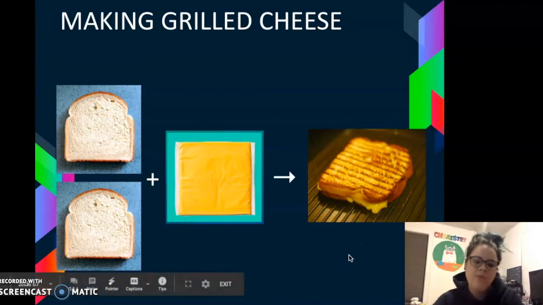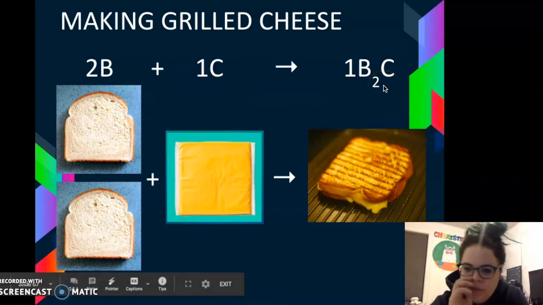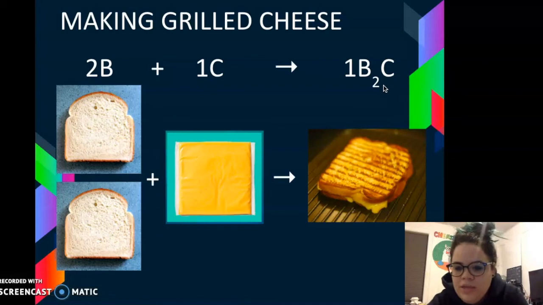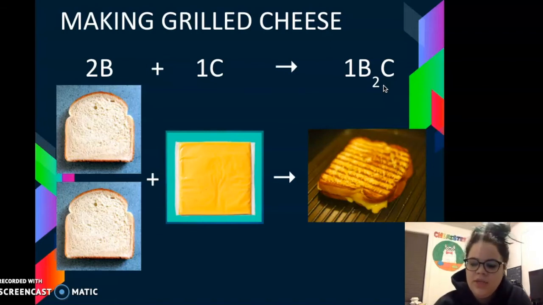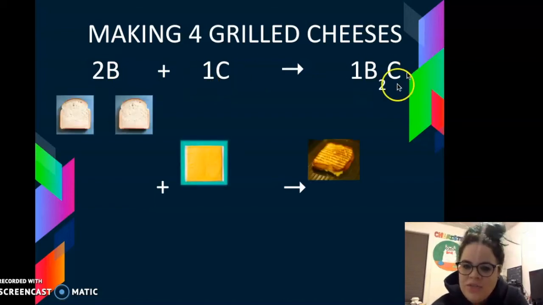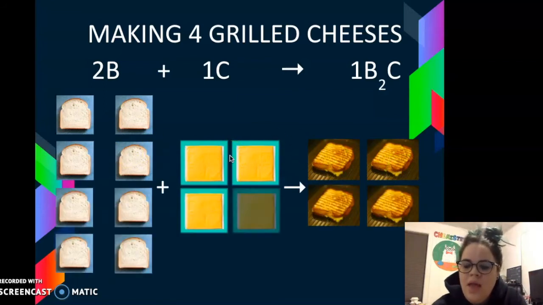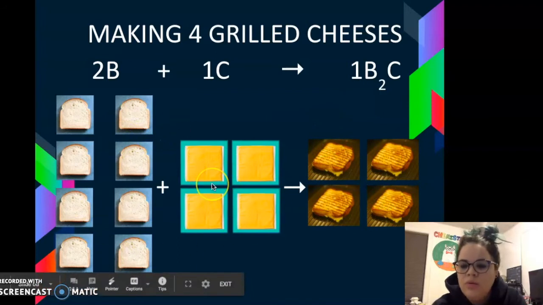So let's turn this into a chemical equation. 2 pieces of bread, 1 piece of cheese, 1 grilled cheese, which I have made the compound B2C for my 2 breads and my 1 cheese. But let's say we're stuck at home, we're really bored, we don't know what to do, and so we're really hungry. And so what if instead of making 1 grilled cheese sandwich, you wanted to make 4 grilled cheese sandwiches? Is 2 pieces of bread and 1 piece of cheese going to cut it? Hopefully you said no, because for every additional sandwich you want, you have to add more ingredients. So if I wanted 2 grilled cheese sandwiches, I'd have to double my reactants. And because I want 4, I need to quadruple my reactants.